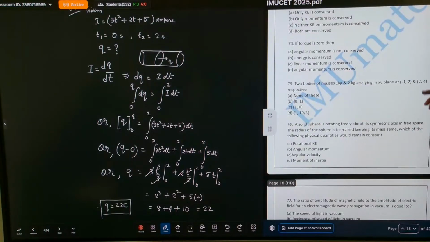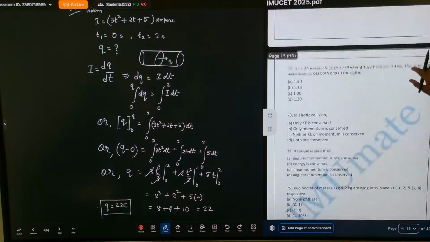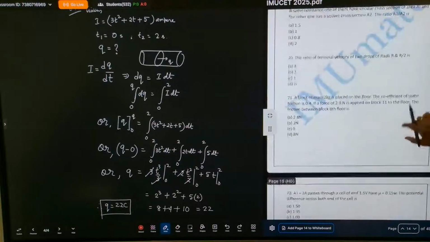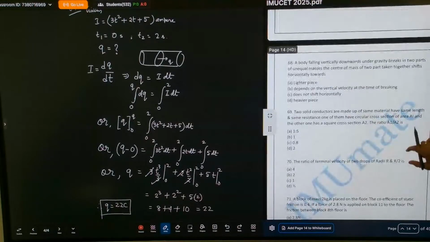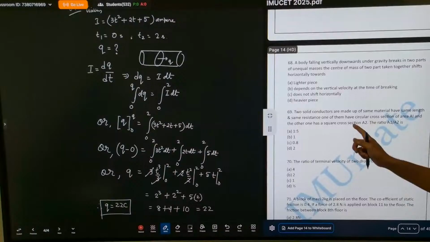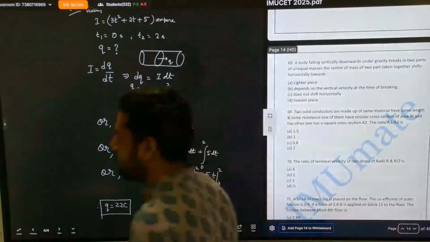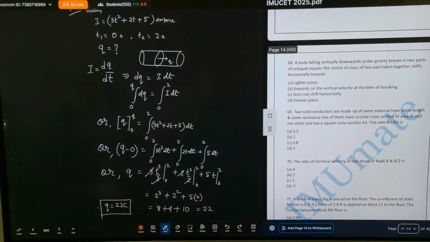These are rotational motion. We started with 72, I think, no? Oh, we skipped 69. Two solid conductors are made up of the same material, having the same length and same resistance. One cross section is A1, the other one is A2. Which one would be high? Okay, 69.